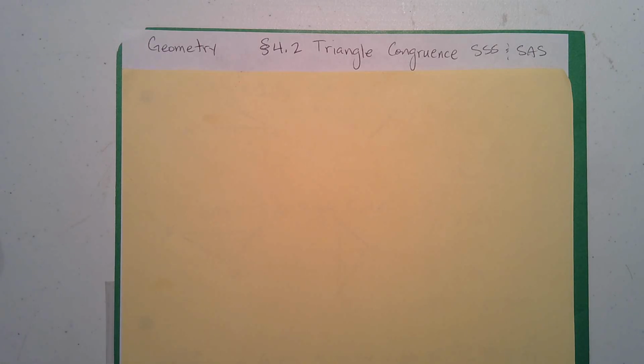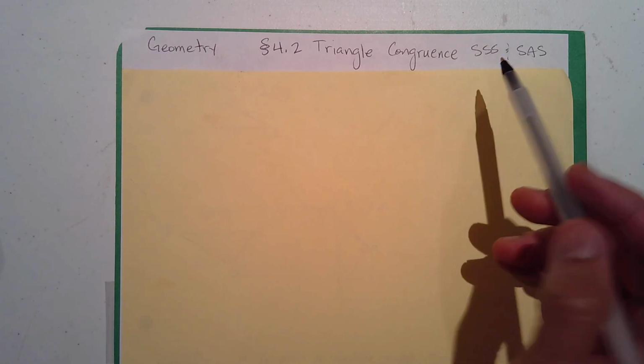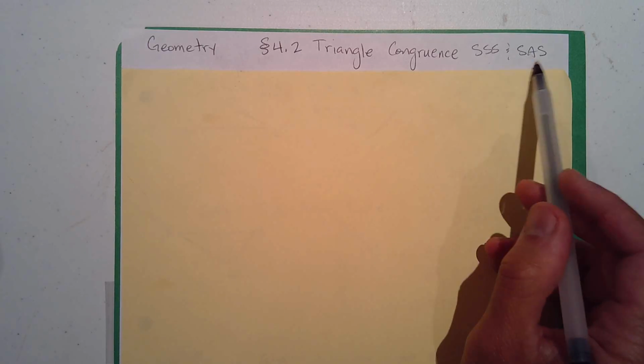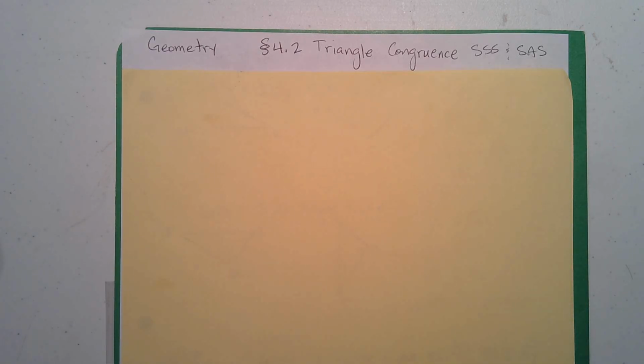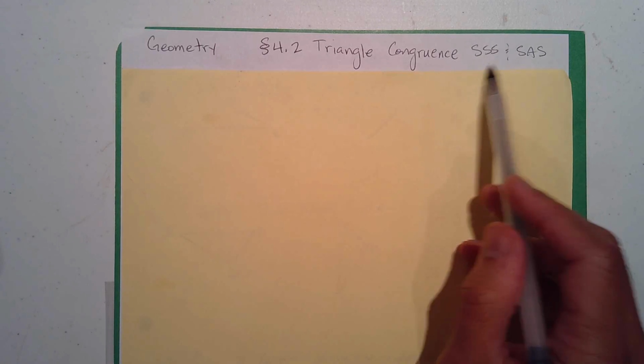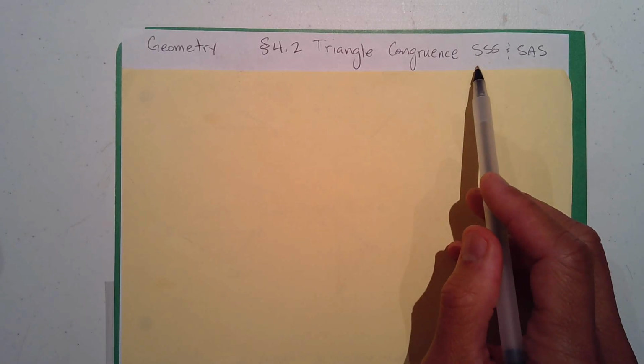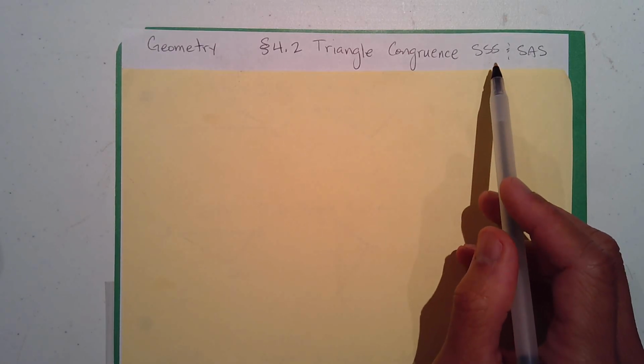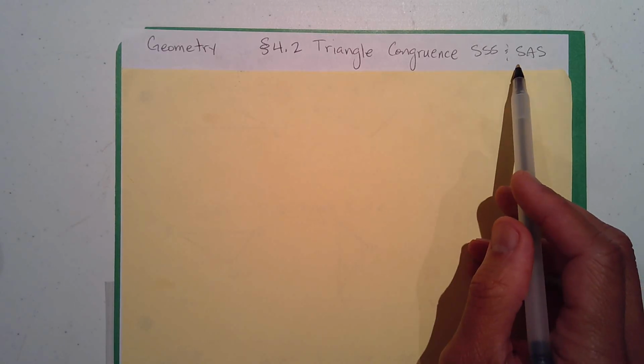Hello students, today we're going to learn section 4.2, Triangle Congruence using SSS and SAS. In section 4.1, in order to prove triangles or polygons were congruent, we had to state all parts, all angles, and all sides. In 4.2, these two theorems allow us just to provide three congruent parts: either side, side, side, or side, angle, side.